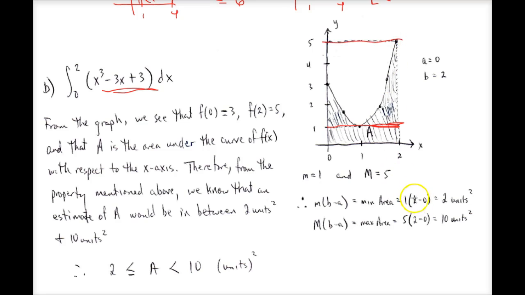So using that, the minimum area is going to be this rectangle that's formed by the base 0 to 2 and a height of 1, which is just 2 units. And on the max area, of course, it's the rectangle formed by the base of 0 to 2, which is 2, and the height of 5. And that's how we get 10 units there. So we may not know exactly what it is, but we know that the actual area under the curve of x cubed minus 3x plus 3 is somewhere in between 2 and 10.